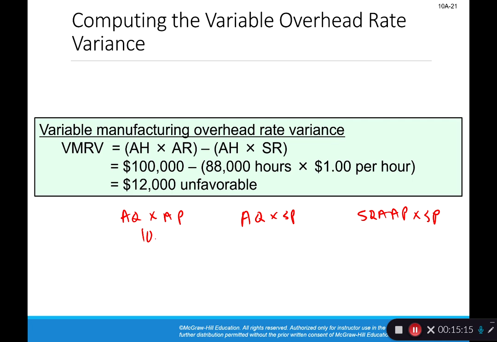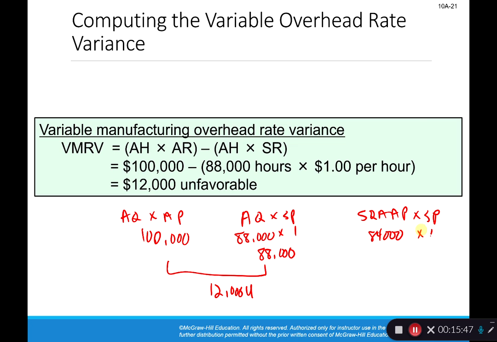The actual variable overhead was 100,000. The actual hours were 88,000 and the standard was $1, so that gives me 88 total for my middle column. And then the difference is 100,000 minus 88,000, and that's where the 12,000 unfavorable variance comes from, because we spent more than budget. For SQAP, let me see if I get it right this time, was 84,000 times $1, so that comes out to 84.